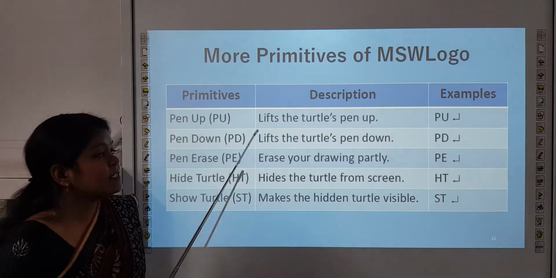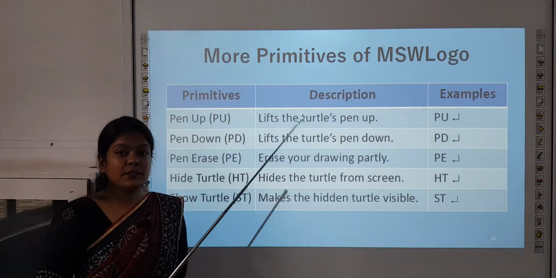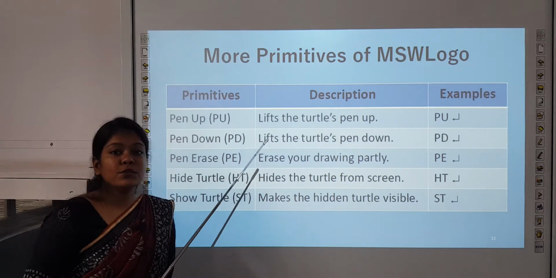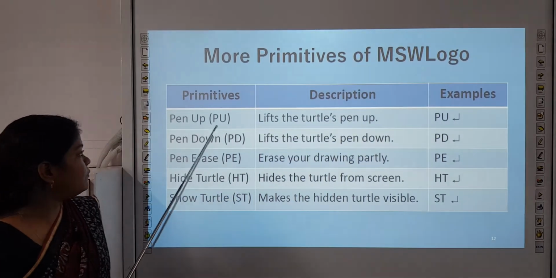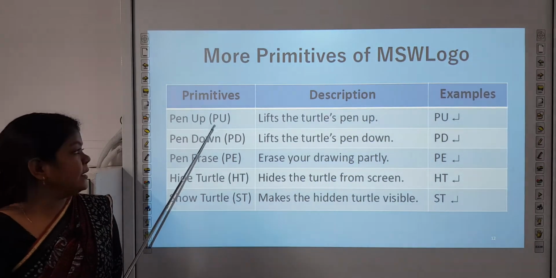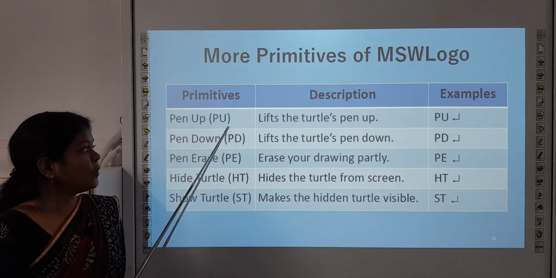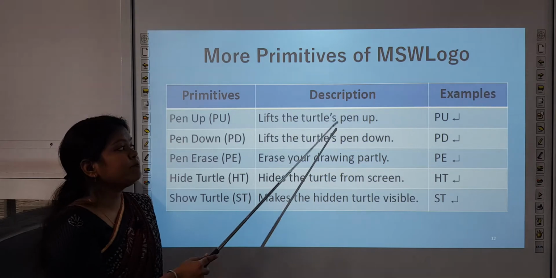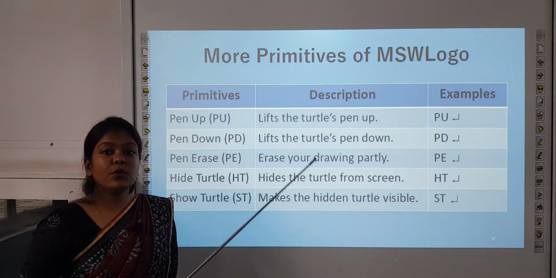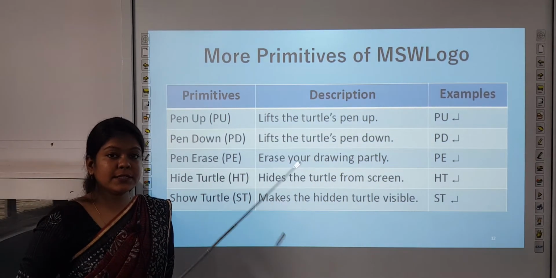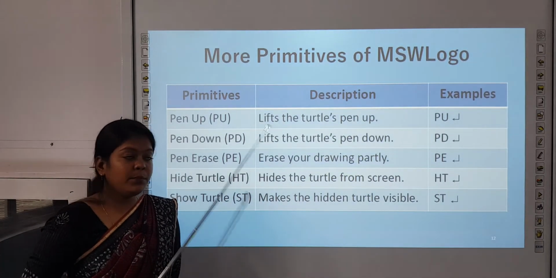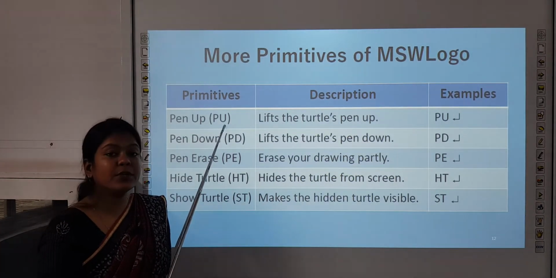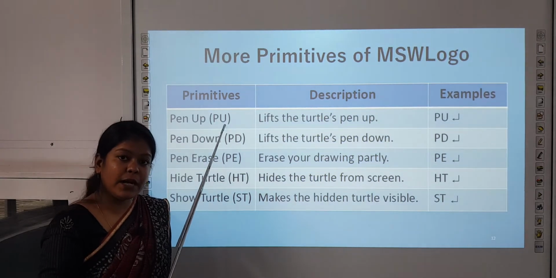Now, we discuss more primitives of MSWLogo that are used to perform some operations on MSWLogo. So, our first primitive is pen up, written as PU. This PU primitive lifts the turtle's pen up. If you do not want to draw a line on the main screen, but you want your turtle to move, then you can give the PU command in the command input box.